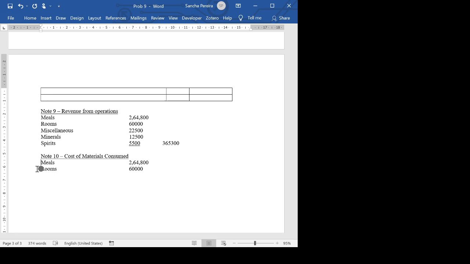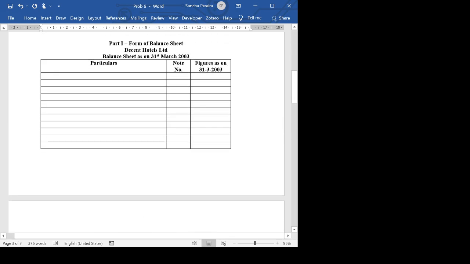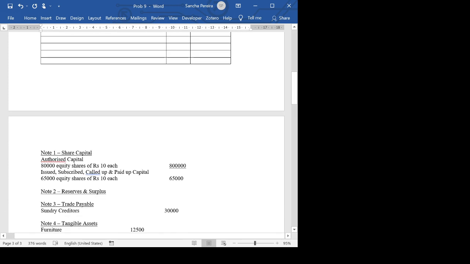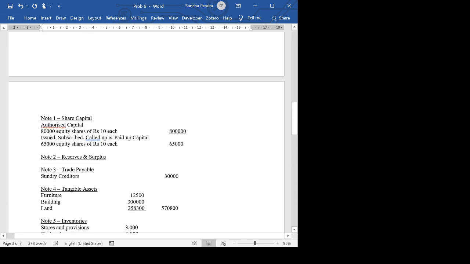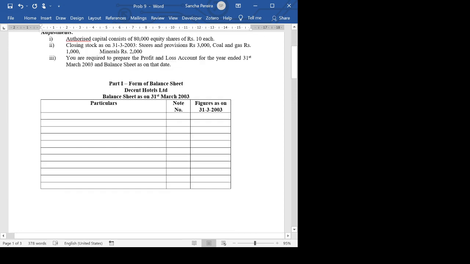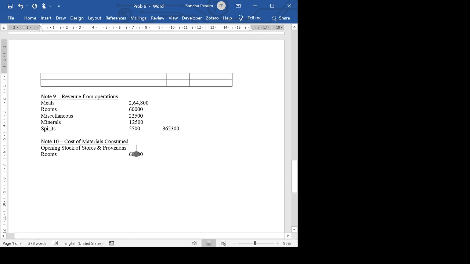Cost of materials consumed. So I will put it as opening stock. The first one is, I think, stores and provisions. Opening stock of stores and provisions. Okay, so that is 2,000.